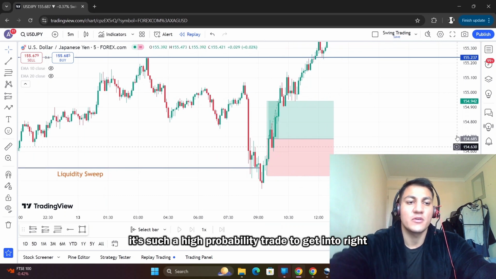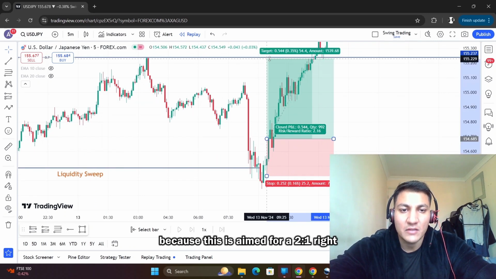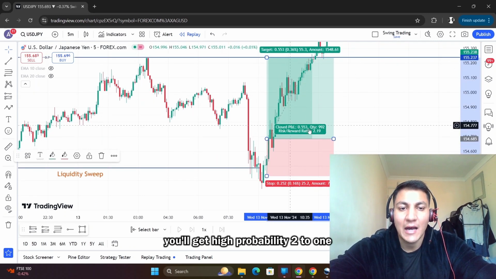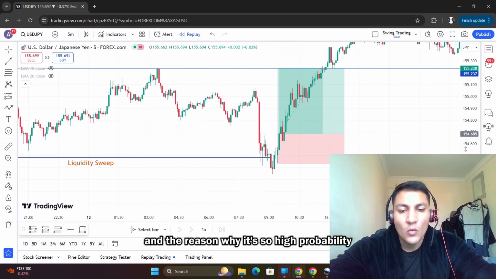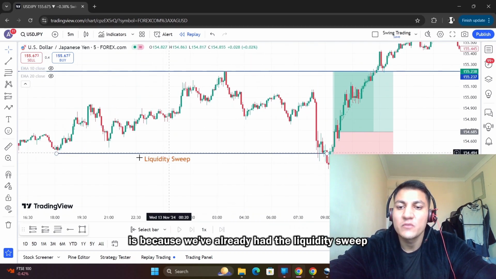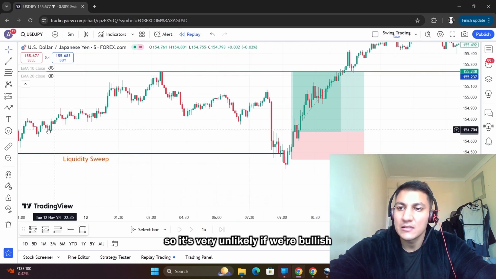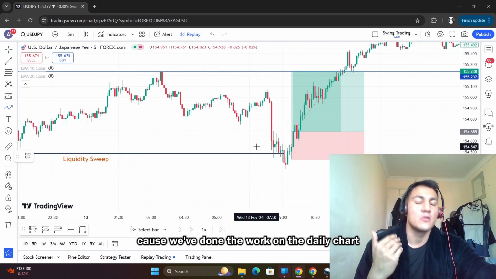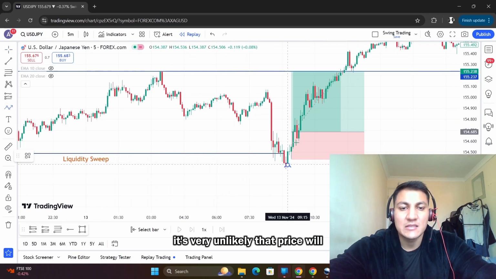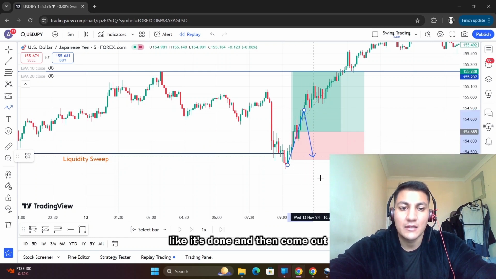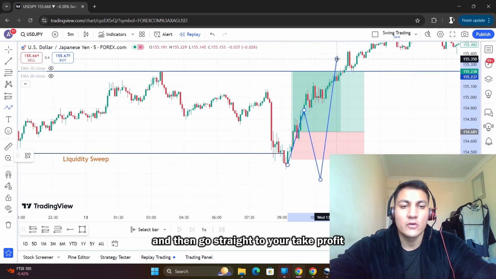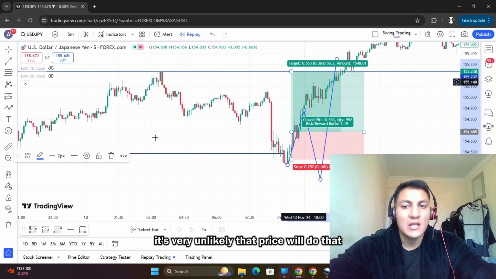It's such a high probability trade because this is aimed for a 2-to-1. Just targeting that high, you'll get a high probability 2-to-1. And the reason it's so high probability is because we've already had the liquidity sweep. So it's very unlikely, if we're bullish, and we know we're bullish because we've done the work on the daily chart, that price will sweep out this low like it's done, then come out, sweep out the low again, and then go straight to your take profit. It's very unlikely that price will do that.